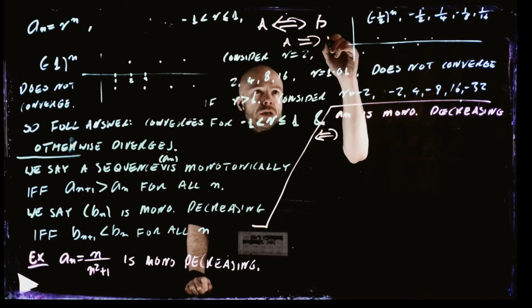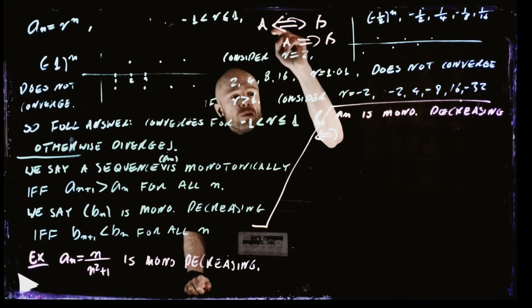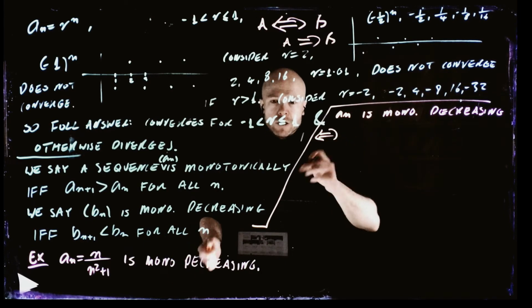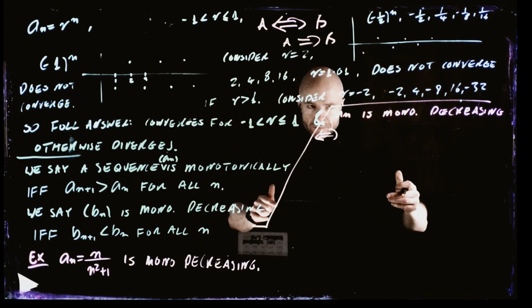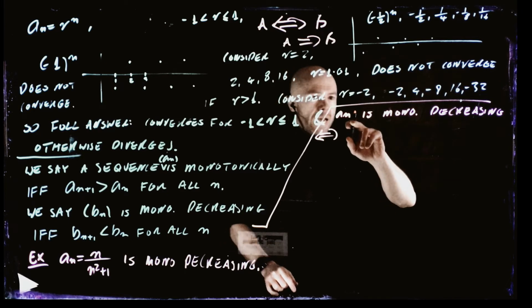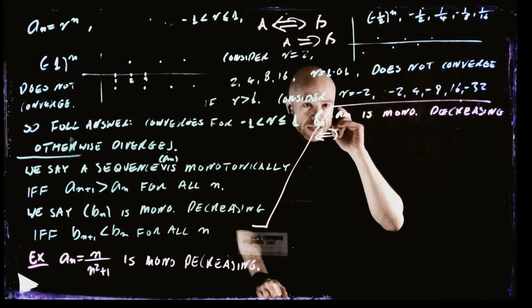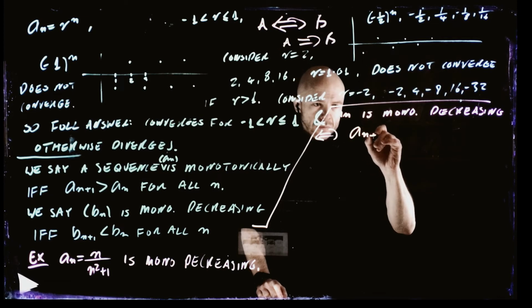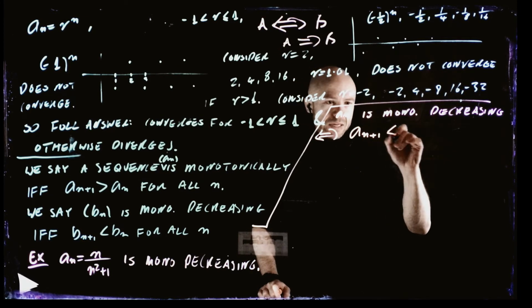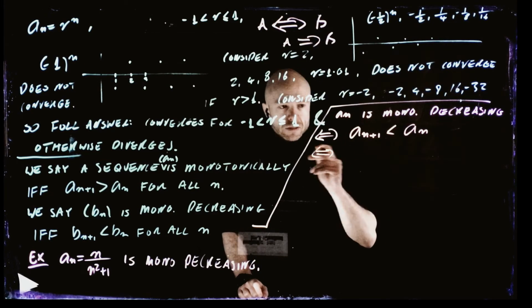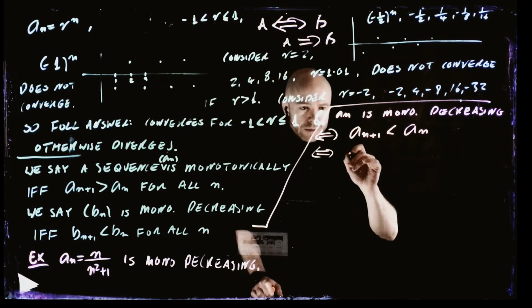So A implies B, and if B implies A, we do this. And we have a definition. We write if and only if with this arrow because that's what the thing means. Okay. So a_n is monotonically decreasing means that if we take a_(n+1), this thing is going to be less than a_n, right? Now, let's put in the definition of a_n.